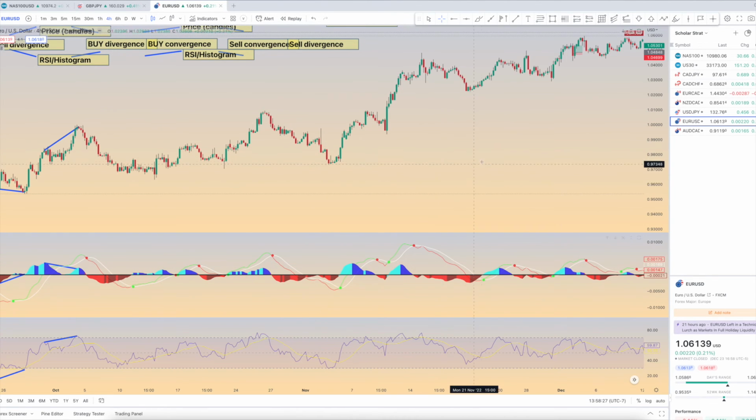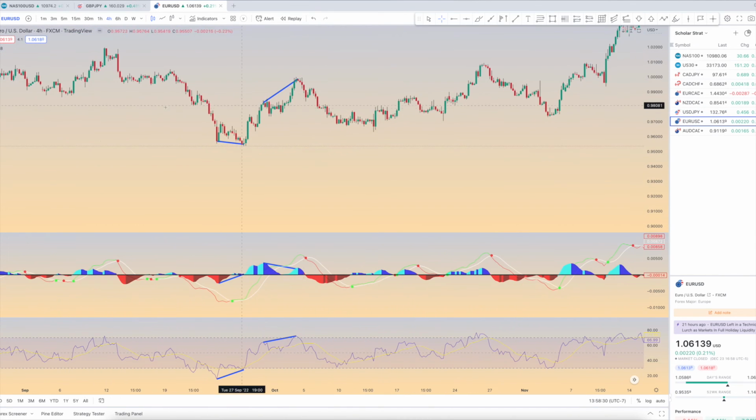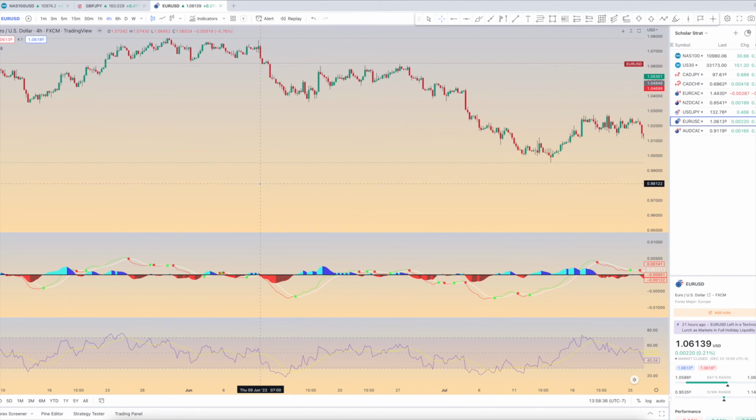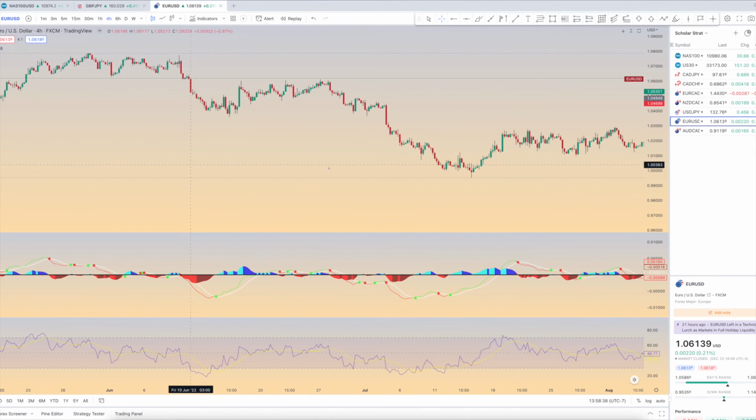Let's find some convergence. I might have to zoom to a random spot. Okay, here's a good example. All right, so we can see a low here, and then it makes a lower low here. What happens on the MACD? Right there and right there. So that's convergence. They're pointing in the same direction. RSI agrees. So that is convergence. That shows that this very likely will continue going down.